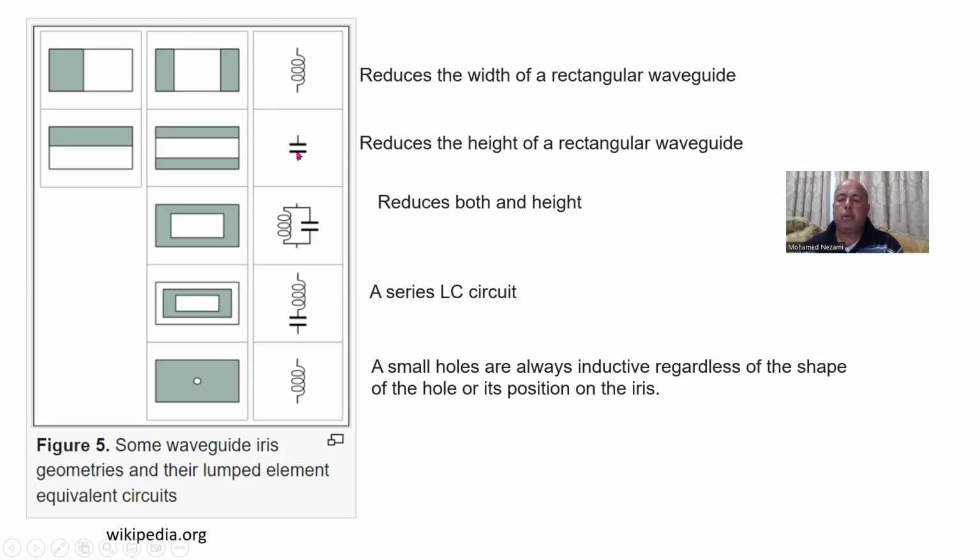A capacitive component, capacitive susceptance, is what you get if you reduce the height of the waveguide, either symmetrically or asymmetrically. Now you might ask, what is the difference between these? They're exactly the same, except that in one case, if you're machining this, it has symmetry right in the middle, and this has symmetry right in here.